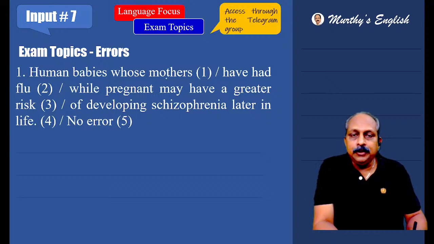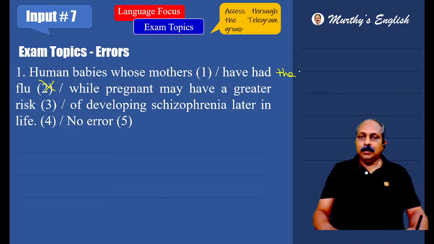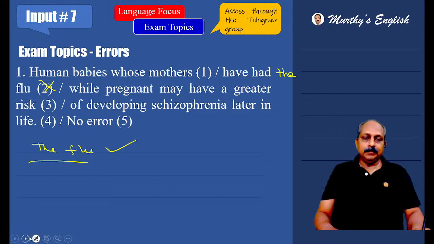Errors. Human babies whose mothers have had flu. I have just given the rule. Before diseases, we have to use a definite article the. Based on that, we have an error in the second part. Have had the flu, not simply flu. The plague, the flu, the measles, the mumps, the rickets. Only flu, not correct. The flu, correct.